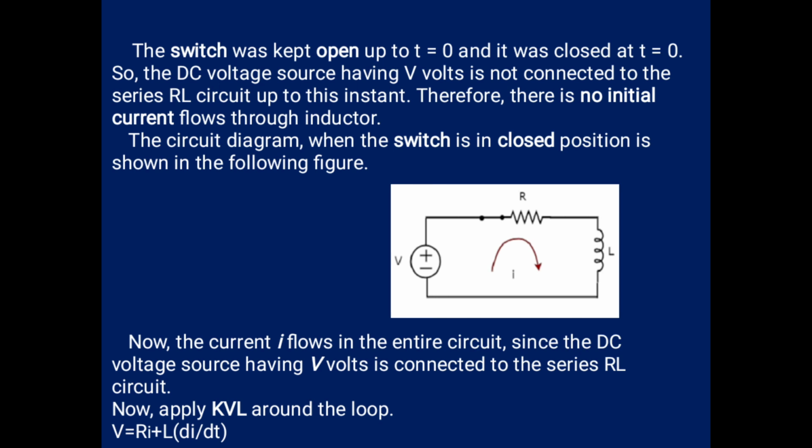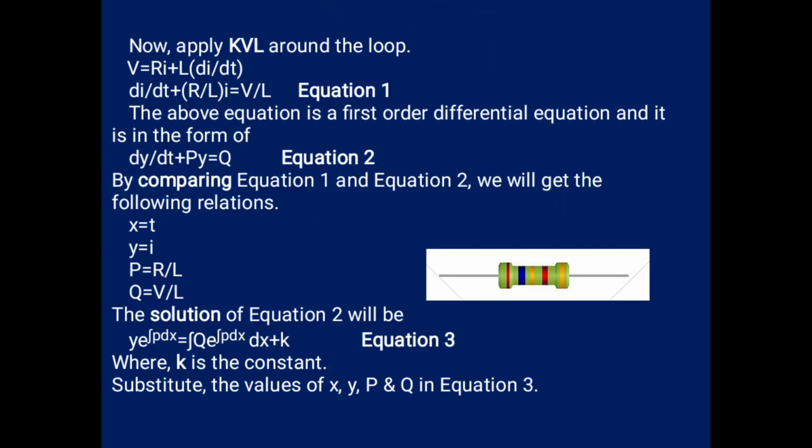The excited voltage is V and the potential drops are across R and L. So V is equal to the potential drop at R plus the potential drop at L. This can be written as V equal to Ri plus L into di by dt. For an inductor, the voltage is given by L into di by dt. Taking di by dt separately, we change it into a differential equation: di by dt plus R by L times i equal to V by L. Let it be equation 1.